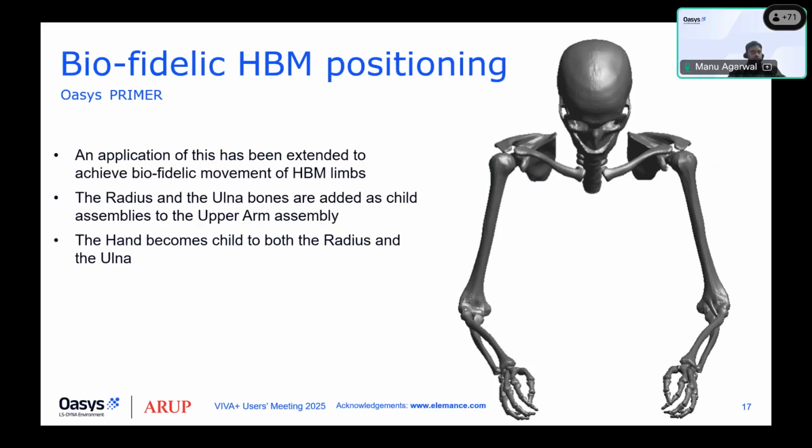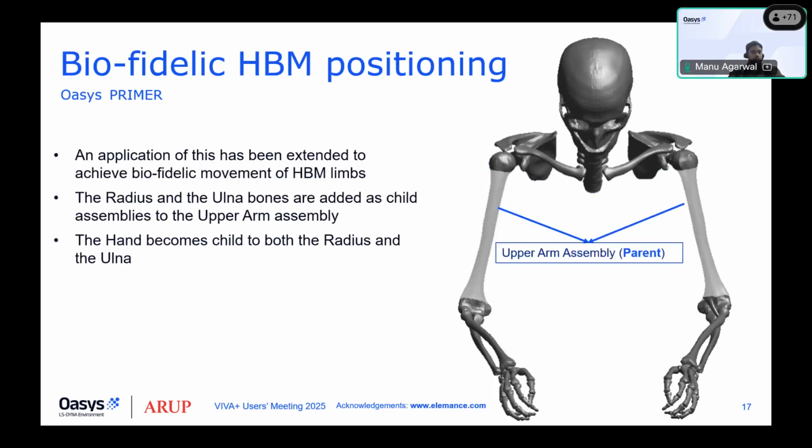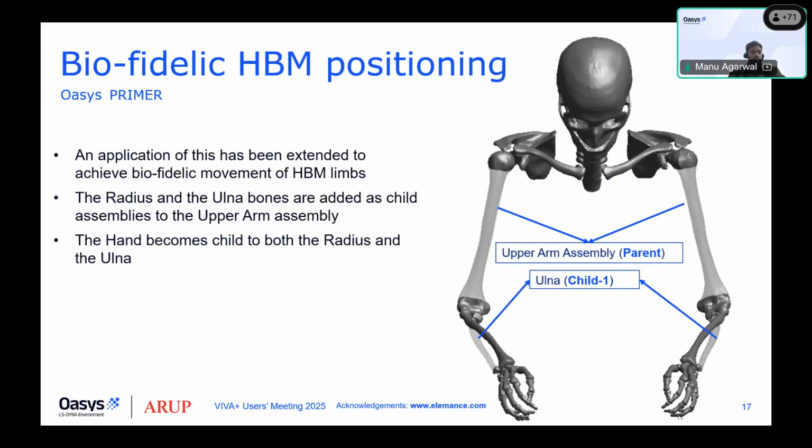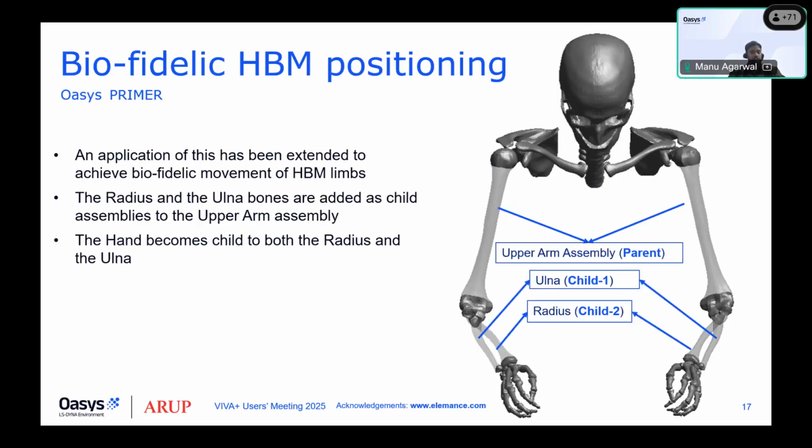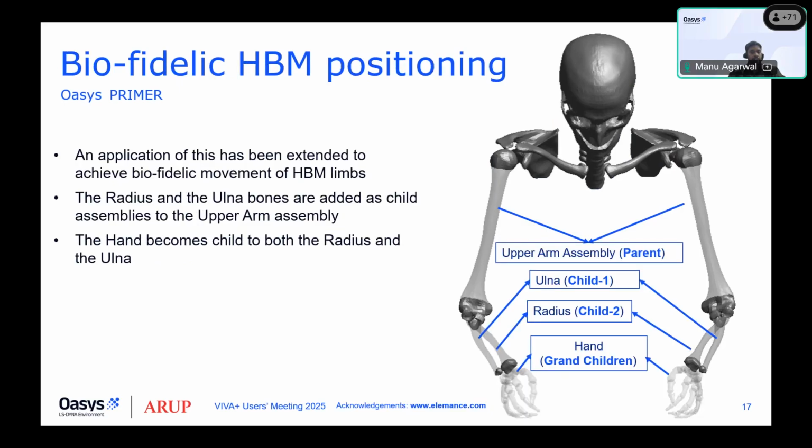So this is now being introduced within the HBM positioning setups as well, where one of the examples could be to achieve biofidelic movements of the lower arm. To explain that, the upper arm is going to be the parent assembly. The radius and the ulna assemblies are going to be the child for the upper arm, and the hand is going to be the child for both the radius and the ulna, or it can be the grandchild for the upper arm assembly.